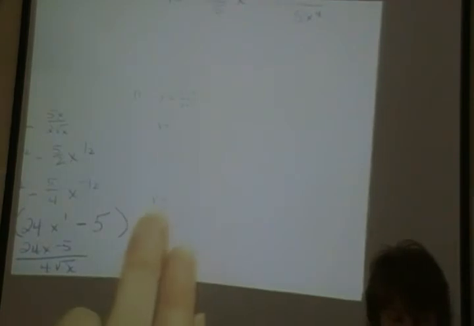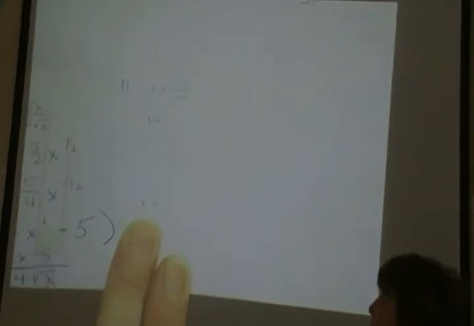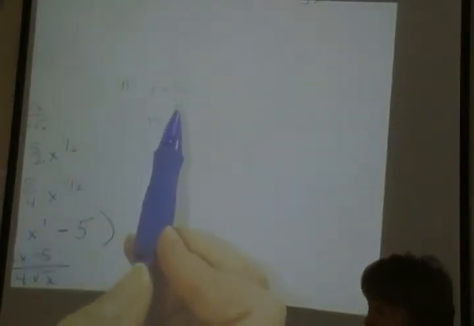Problem F. So for problem F, I have something that looks like I need the quotient rule because the denominator is not a monomial and I've got a function on top and a function on the bottom. However, if you think carefully about this problem, x squared minus 9 over x plus 3, you can factor x squared minus 9. And if you do, you can see that the x plus 3 and the x plus 3 can divide each other out if x is not negative 3.